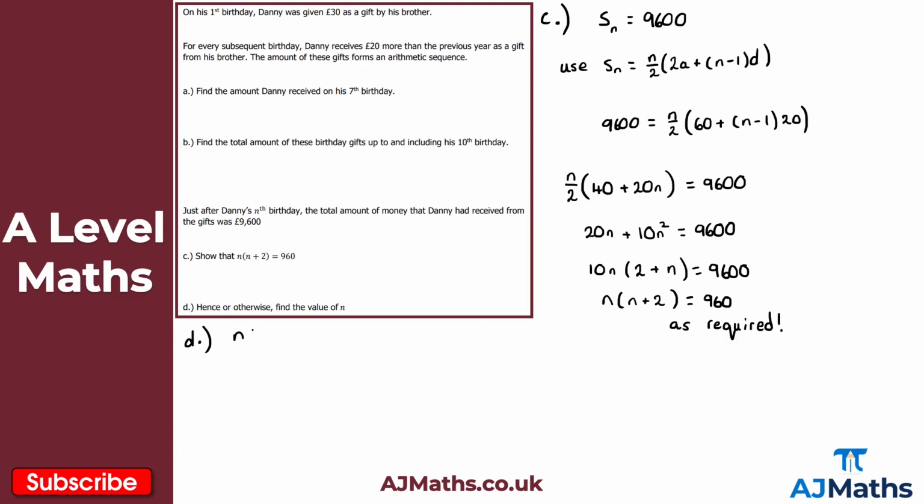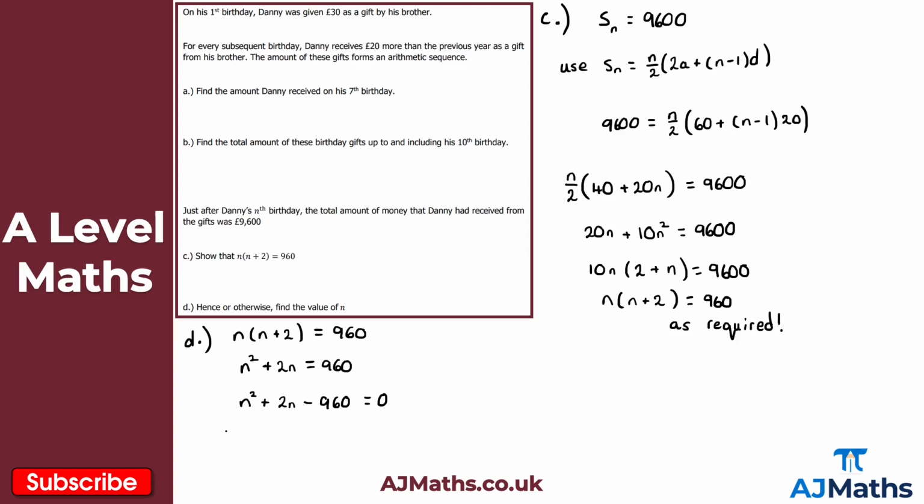So I've got n times n plus 2 is equal to 960. So if I start here by expanding the left-hand side, I'm going to get n squared plus 2n is equal to 960. And then if I subtract 960 off both sides here, this would now be equal to 0. So I get n squared plus 2n minus 960, and that is equal to 0. And basically all we want to do here then is solve this quadratic equation. So it's up to you how you do this, whether you use the quadratic formula, whether you try and factorize this, or whether you just use your calculator. Any of those methods is absolutely fine here.